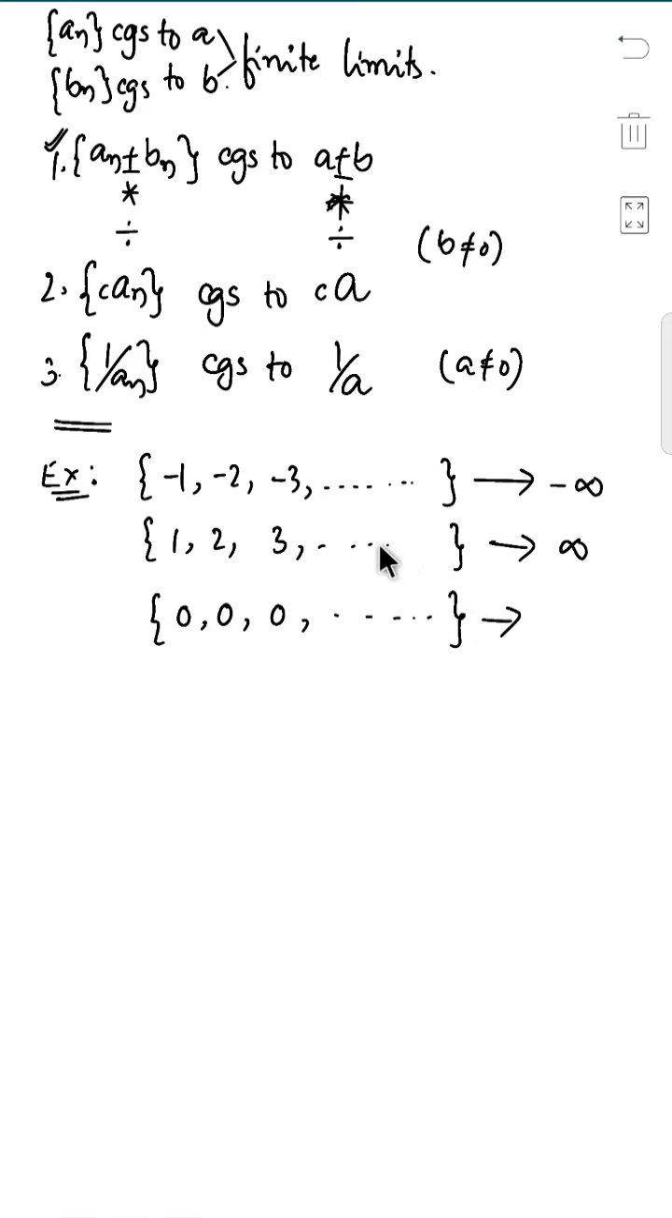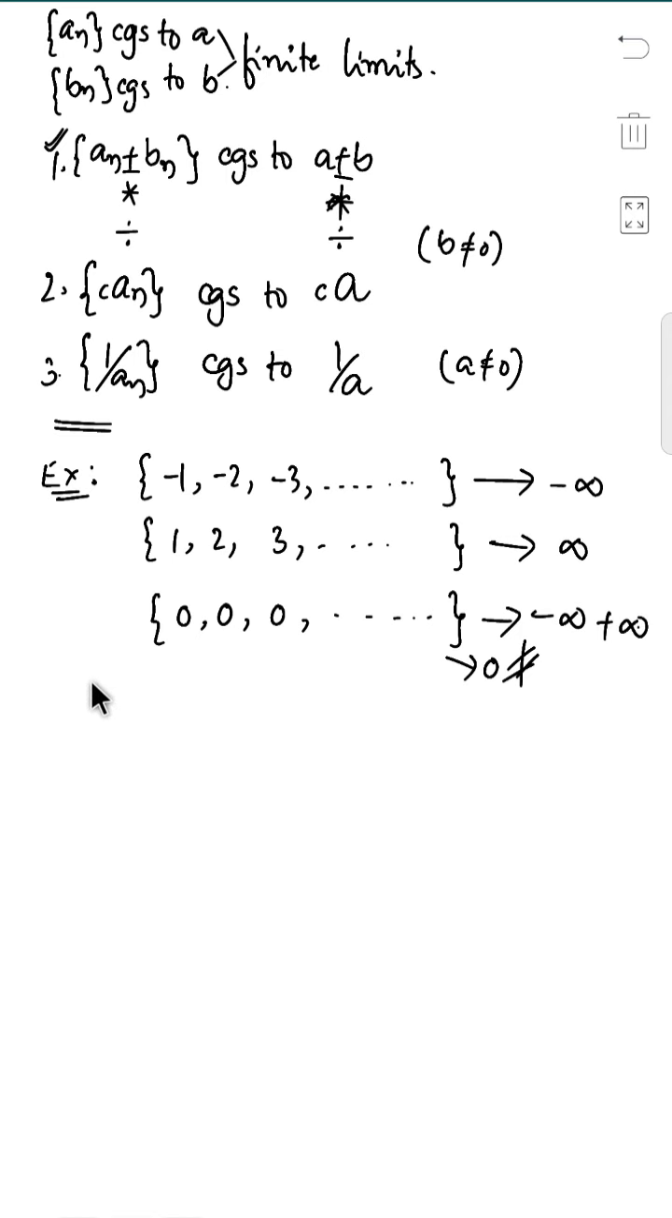We know that. But if we apply the same laws that we learned in the case of convergent sequences, we must have minus infinity plus infinity. But this sequence converges to 0. So minus infinity plus infinity, that is infinity minus infinity, is an indeterminate form. So this need not be equal to 0. Okay, so in this case of divergent sequences, the limit laws fail here.